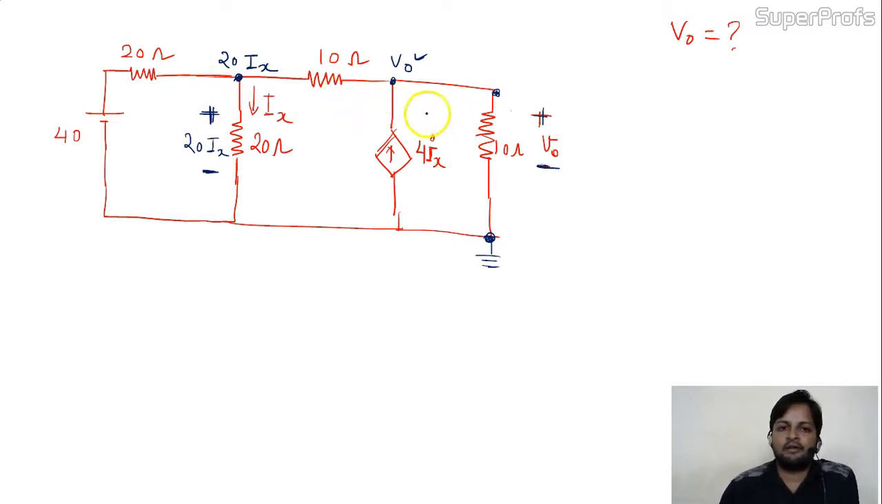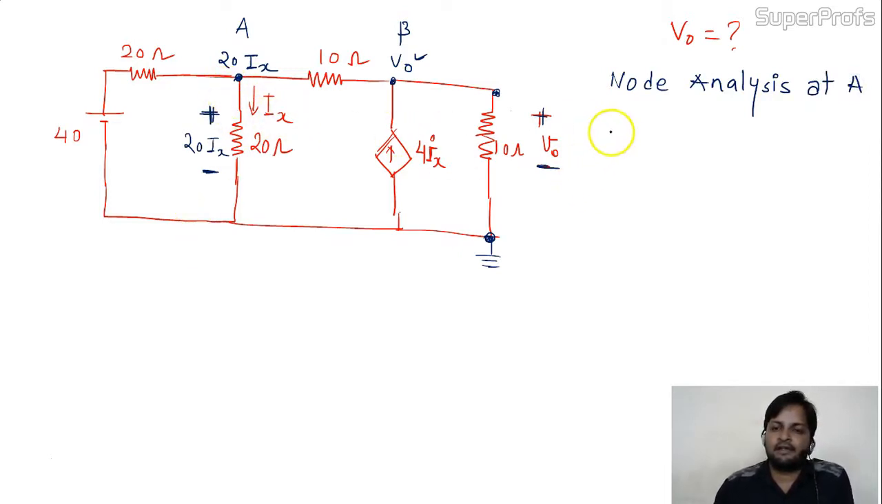We can apply KCL or not. First apply the KCL at node A. Suppose we are having A and B. So node analysis at A. Okay, so apply the node analysis here.